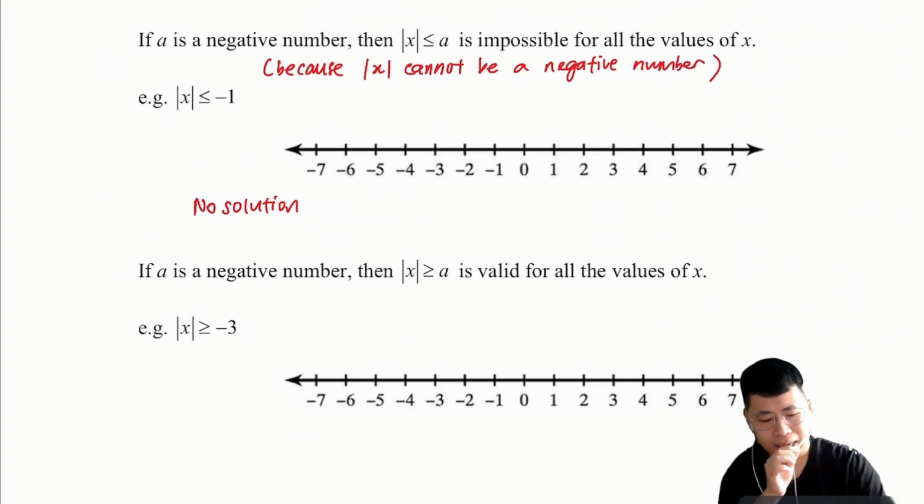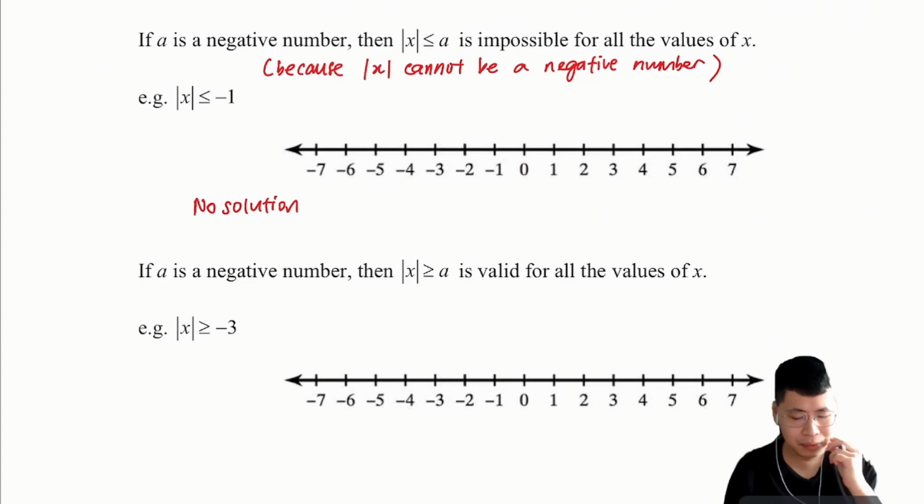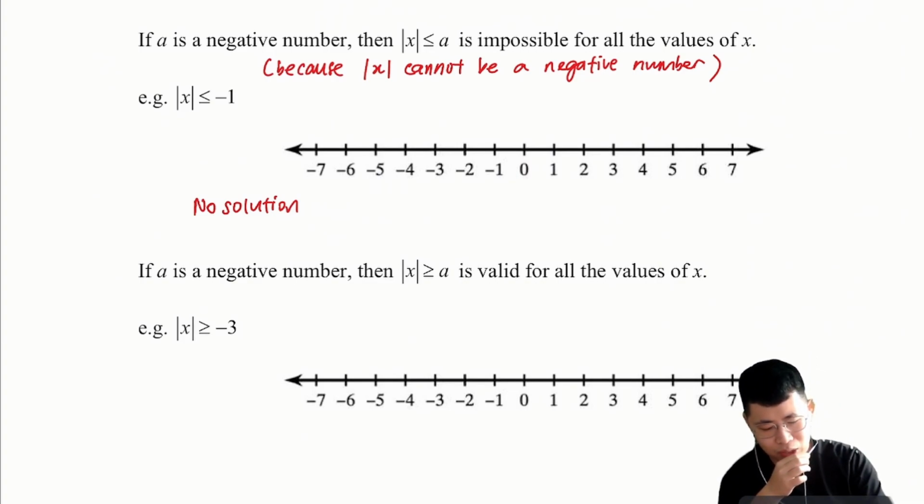Okay, so modulus x cannot be a negative number, and because of that, there will be no solution for this inequality. Now on the other one, if a is a negative number, then modulus x more than a is valid for all the values of x. So over here, the solution set will be all the real numbers x.